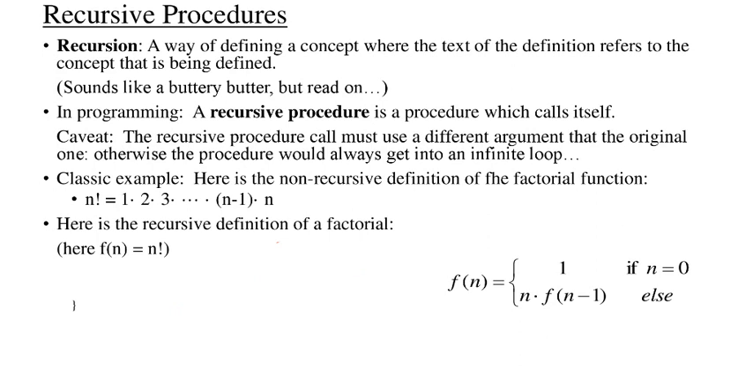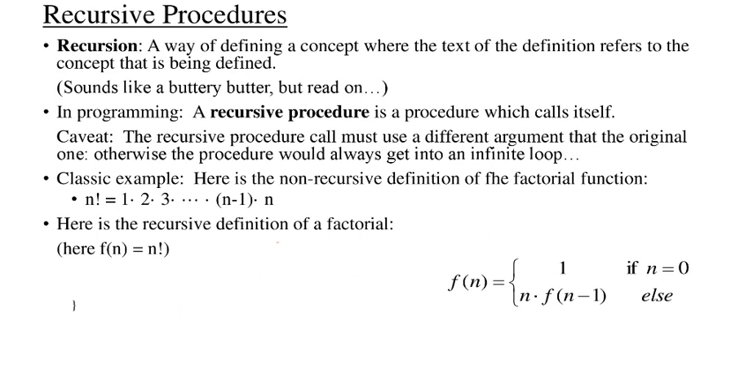5 factorial is mathematically expressed as 5 into 4 into 3 into 2 into 1. So initially I want to find the factorial of 5. The size of the problem is 5, but I am going to reduce the size. Instead of finding the factorial of 5, I would like to find the factorial of 4.